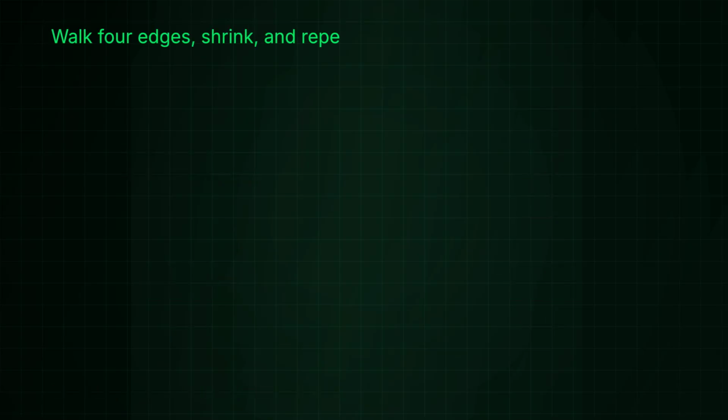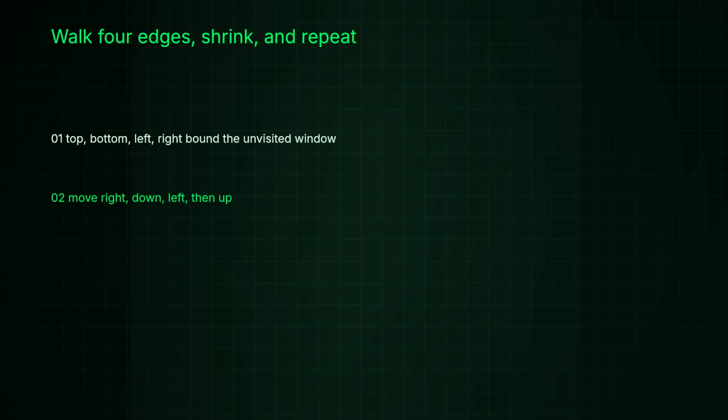Here is a natural interview explanation. Keep 4 boundaries around the unvisited rectangle. Traverse the top row, right column, bottom row, and left column in clockwise order. After each edge, move only its boundary inward and check that the rectangle still exists. Every cell is appended once, giving O of rows times columns time.